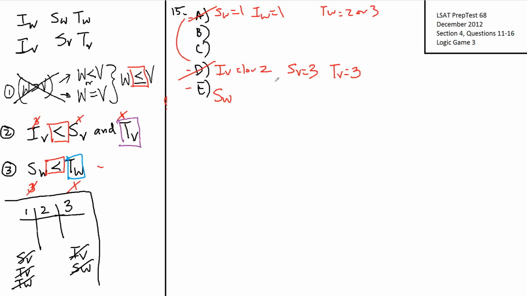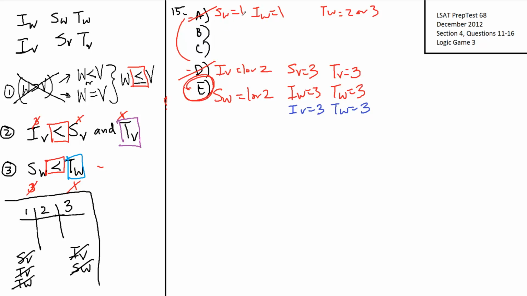Okay, so we know that SW can't be 3, so it's either 1 or 2. That leaves IW as 3, TW as 3, right? Here's the issue. SW has to be less than TW. Okay, fine. We're done with that. IV has to be less than SV and TV, right? What does this information tell us? If the website time is 3 days, that means that the voicemail times also have to be 3 days, which means that IV is suddenly not going to be less than anything. And so therefore, answer choice E is our correct answer here.